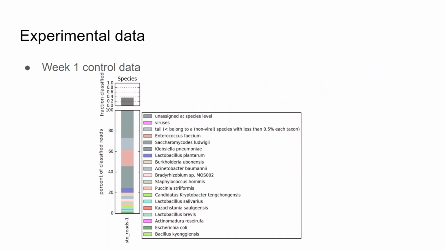So for the first week of experimental data, we looked at the control of the original sourdough starters. And as one can note, the Klebsiella pneumoniae and the Lactobacillus plantarum were two very prominent microbes in the control sample. There were also different bacteria such as Staphylococcus, there was E. coli, and different types of lactobacillus.